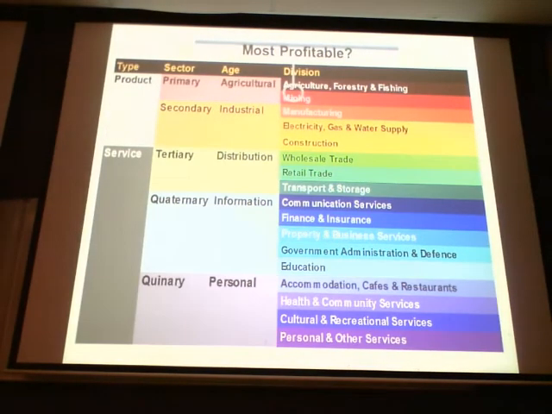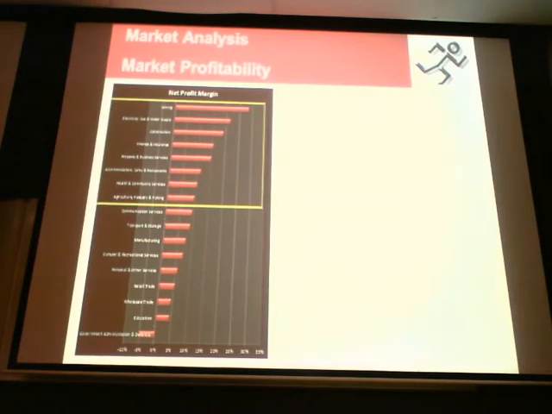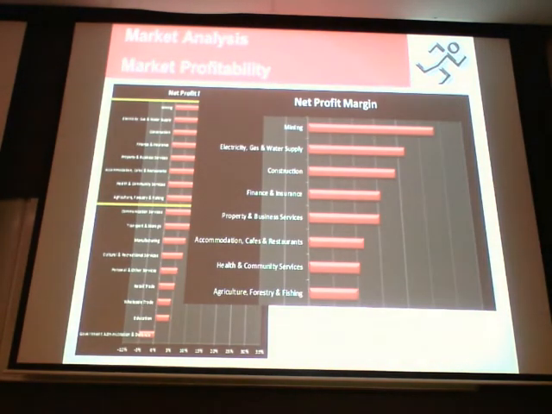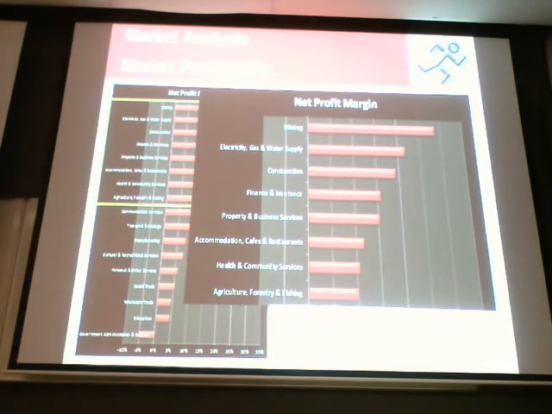What's the most profitable? Go on, give it to me. Absolutely, yeah. Mining. Let's have a look up here. What's that scale there? That's up at around 25-30%. Mining's definitely the most profitable, and that's why the government has imposed, or is trying to impose, a super profits tax on the mining industry, because it can withstand it.